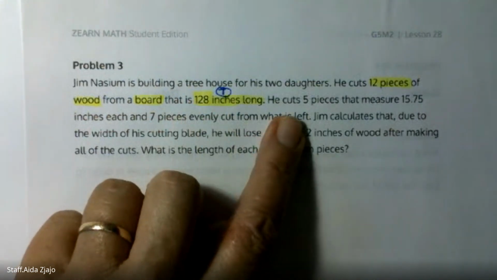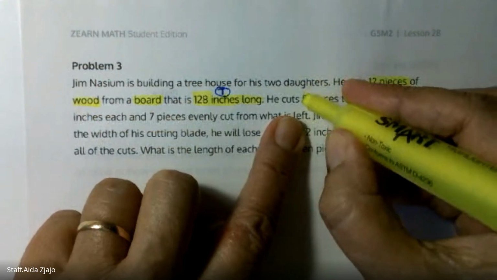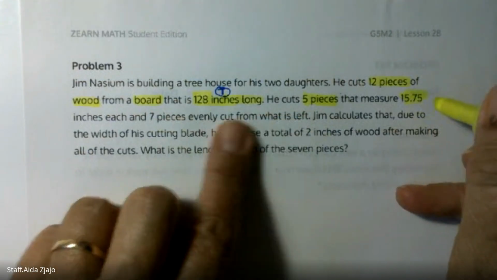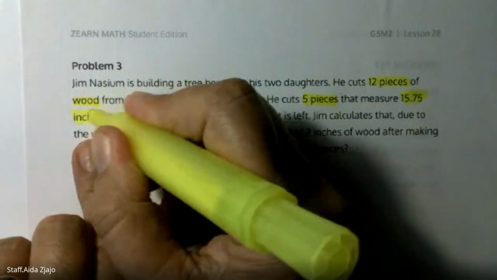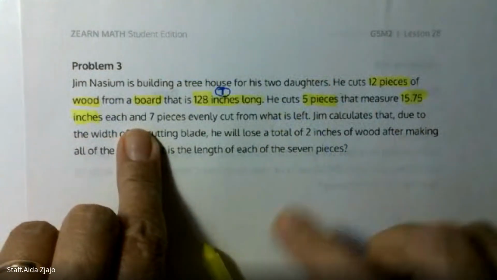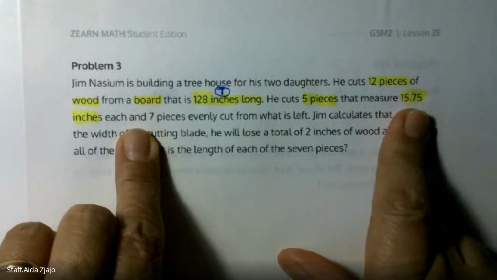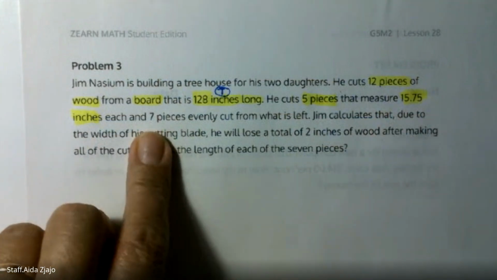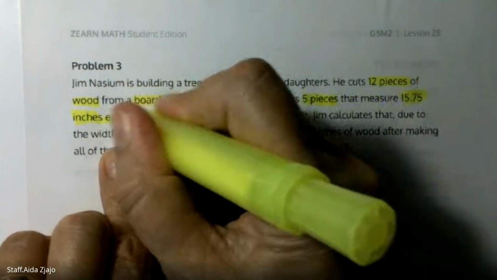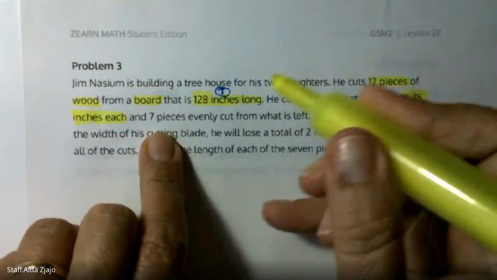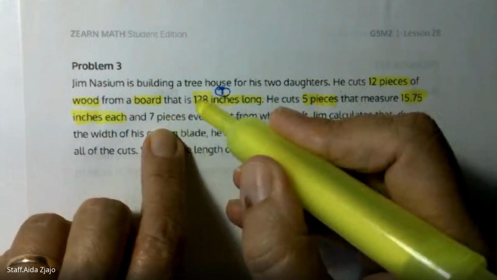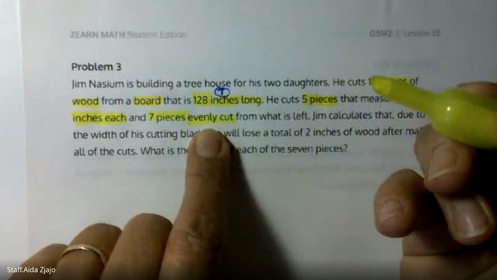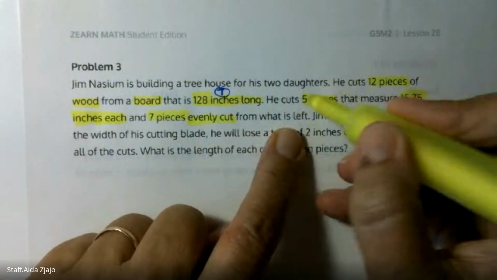He cut 5 pieces from that board that measure 15.75 inches. So he will do 5 times this same value, and each value is 15.75. Then 7 pieces are evenly cut, so equally cut, from what is left.